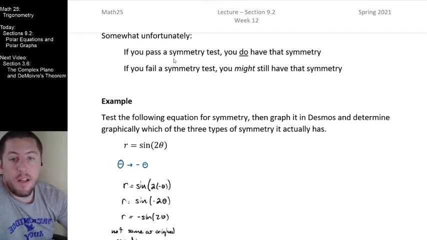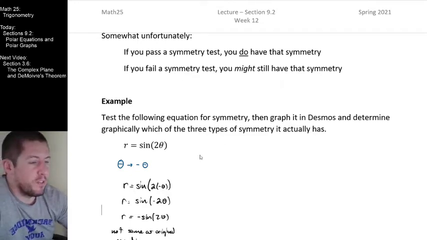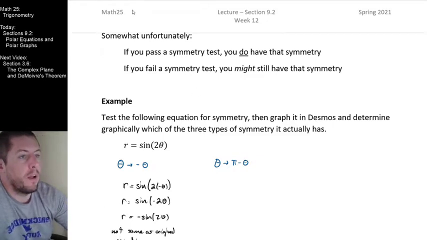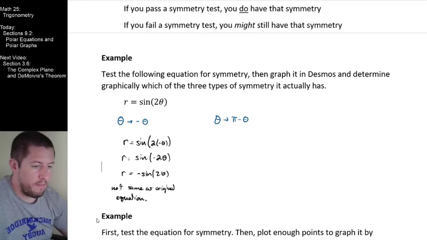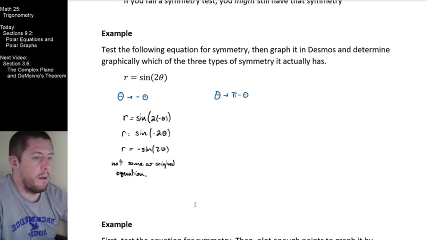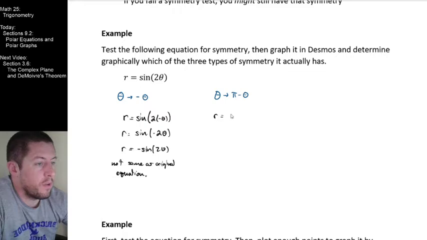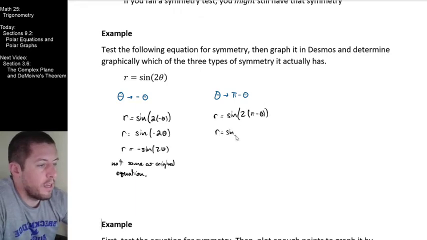But as we know, if we fail a symmetry test, we might actually still have that symmetry. Our next symmetry to check for is what happens when we replace theta with pi minus theta. Well, I can go ahead and make that substitution here. I'm going to do my r equals sine of 2 times pi minus theta. I'm going to write this instead as r equals sine, and multiply out in the middle, 2 pi minus 2 theta.